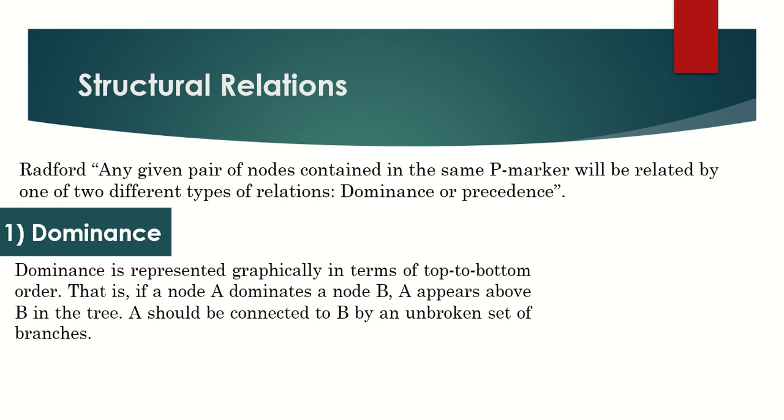Dominance is represented graphically in terms of top to bottom order. That is, if a node A dominates a node B, A appears above B in the tree, as you can see. So A is above B, and A should be connected to B by an unbroken set of branches. As you can see here, there is one branch connecting A to B, and A is above B. So we say that A dominates B.